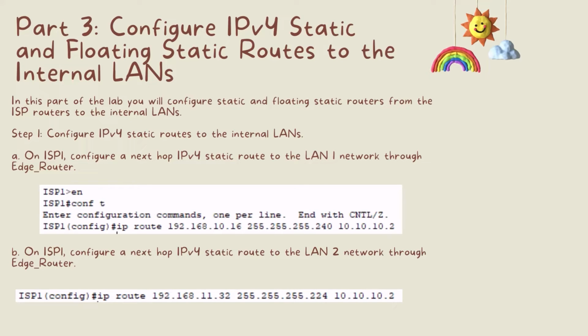Okay, this command: en, config t, and put ip route 192.168.10.16 255.255.255.240 and 10.10.10.2. Okay, on ISP1, configure a next hop IPv4 static router to the LAN 2 network through the edge router. Okay, on ISP1 put ip route 192.168.11.32 255.255.255.240 and 10.10.10.2.